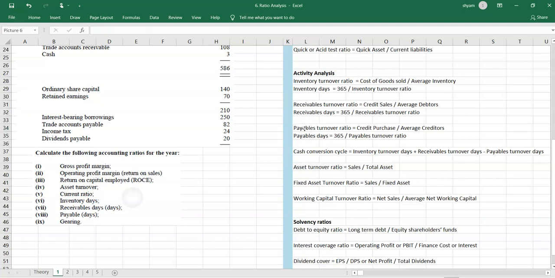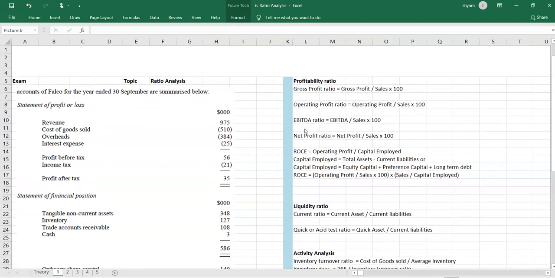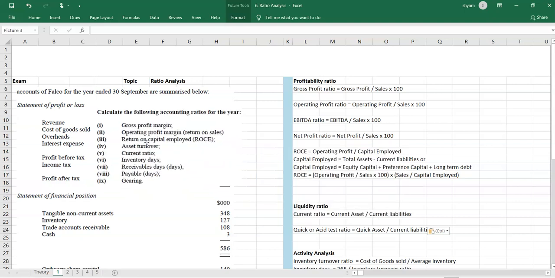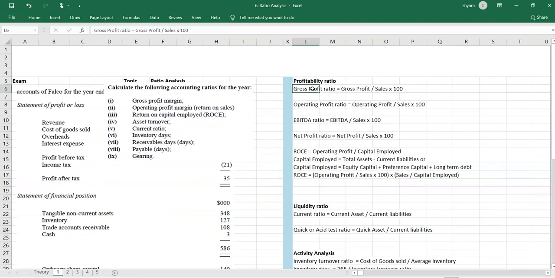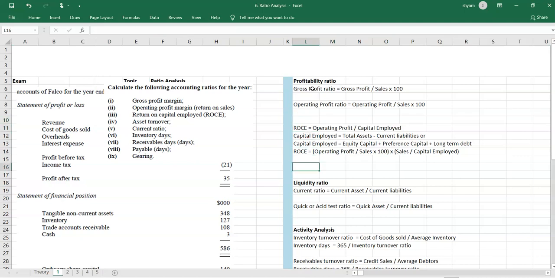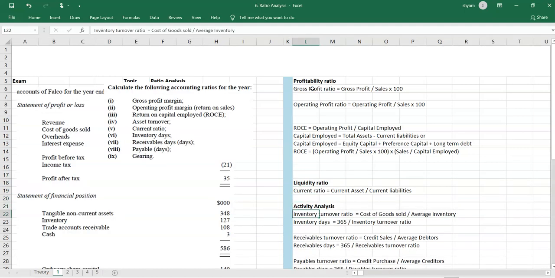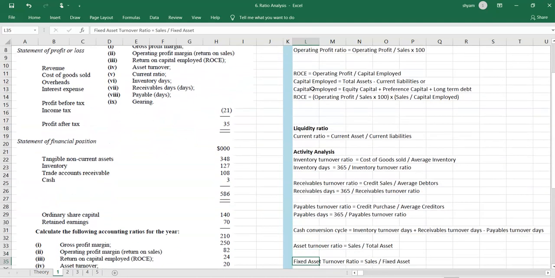Okay, so we'll start from here. We'll start from gross profit, or rather we'll first see which ratios we have to work out, so that we don't need to see the question again and again. Gross profit we have to do, operating profit we have to do, net profit we don't have. So we have ROCE, then we have current ratio, we don't have liquid ratio. Then in activity ratio we have inventory days, receivable days, payable days, and asset turnover.